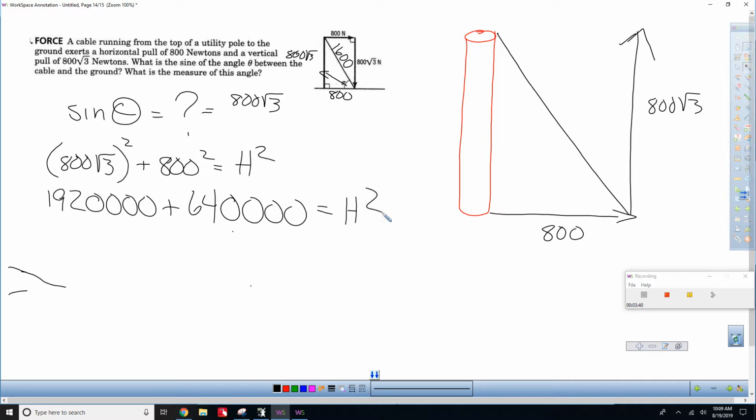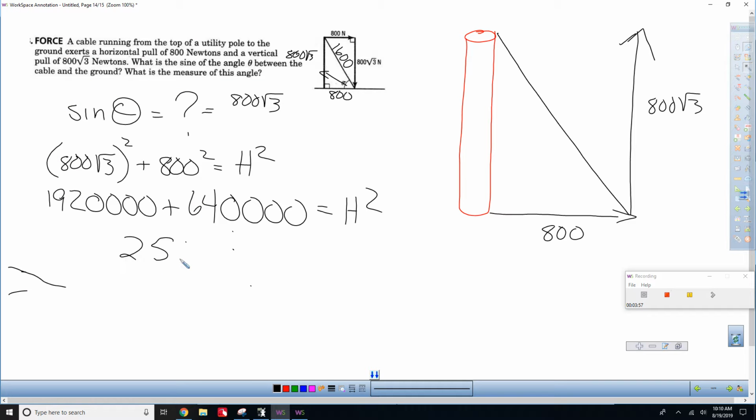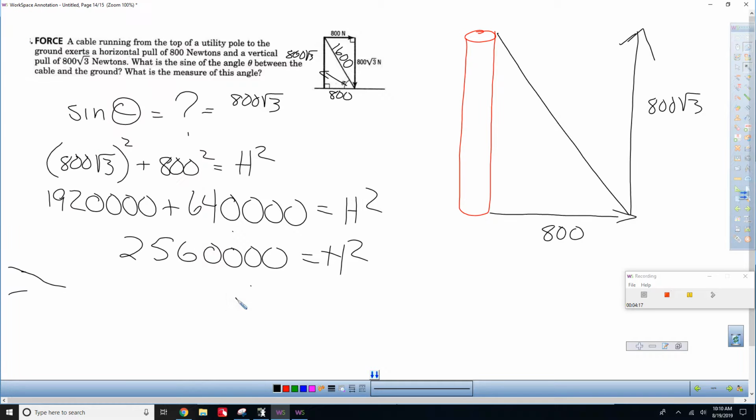Okay, so now we want to take the number in our calculator and add 640,000 to it. Okay, and then we get 2.56 million, 256 equals h squared. And watch what happens when we take the square root of that number. I like to just take it to the 1/2 power, so take that to the 0.5, enter, bam, 1600, just like we thought. So h is 1600.